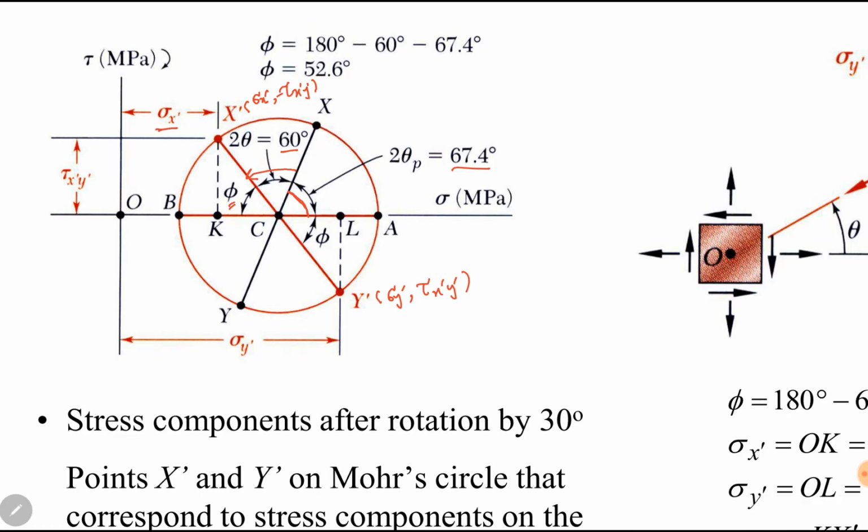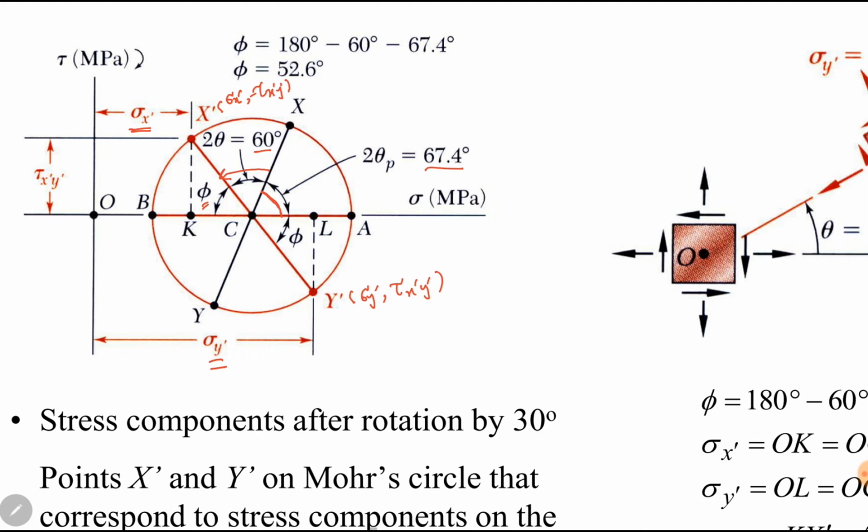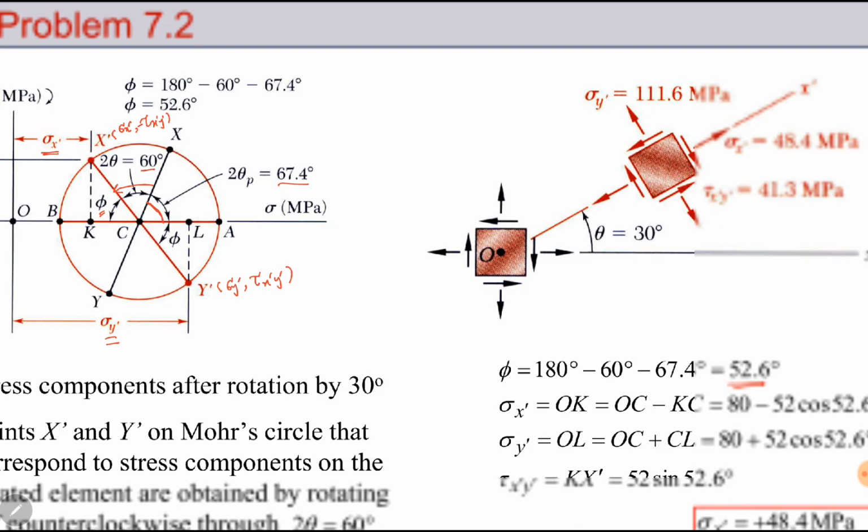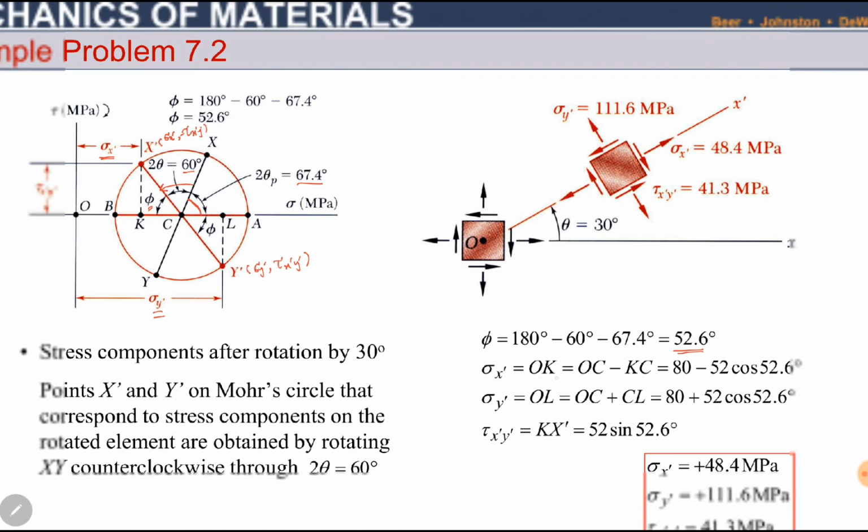Sigma x dash is equal to OK. Sigma y dash is equal to OL. And tau x dash y dash is equal to L y dash or K x dash. So with this triangle, sigma x dash is equal to OK. OK is further equal to OC minus CK. OC is the average stress, and CK or KC can be found from the triangle. It is the base of the triangle, so it is radius into cosine of angle phi, 52 into cosine of 52.6 degrees.